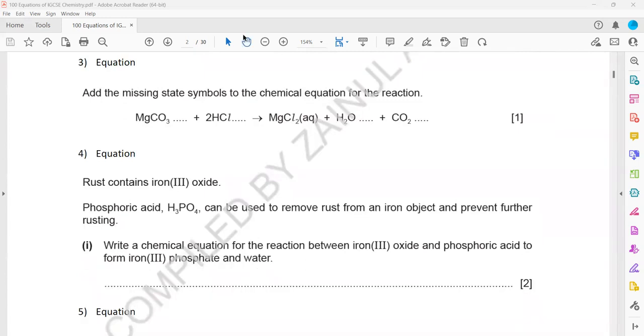Equation 3, add the missing state symbols. So what is the state of metal carbonate? Solid, good. What is the state of acids? Aqueous. Liquid? No, acids are aqueous. Water will be liquid and carbon dioxide is a gas. You don't say acid is a liquid. That is wrong, because acids are dissolved in water. That's why acids and alkalis are always aqueous. Acids, alkalis, and soluble salt solutions.